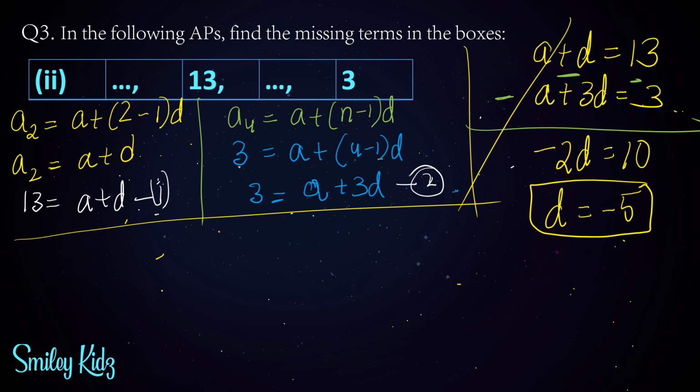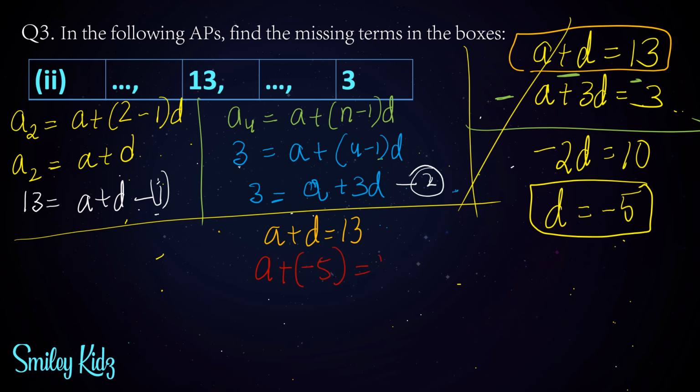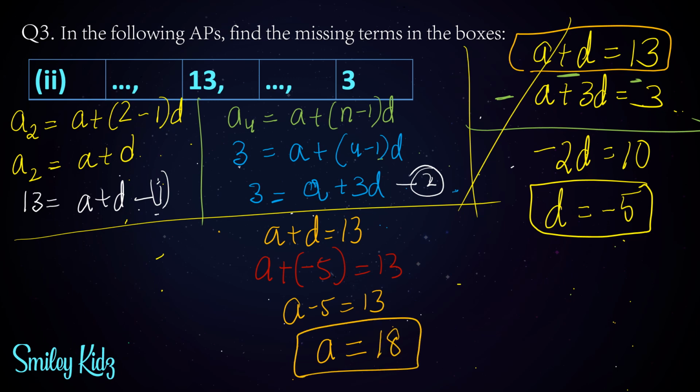And when the common difference is minus 5, we can extract a, isn't it? Now, how to find out a? You can substitute in this particular equation also. So, a plus d is 13. We don't know the value of a. So, a plus minus 5 is equal to 13, and the value of a turns out to be 18, right? 13 plus 5, which is 18.